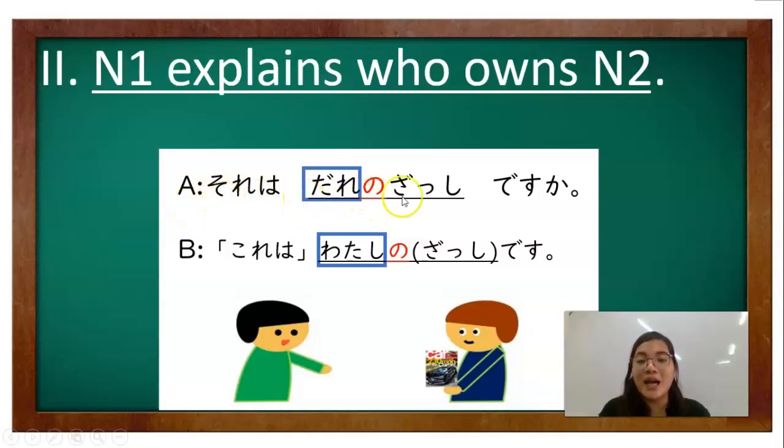それは誰の雑誌ですか? 答えは、これは私の雑誌です。 Let's do the role play. I will be A and you will be B. それは誰の雑誌ですか? Okay, good job. How about we switch roles. 3, 2, 1, go.